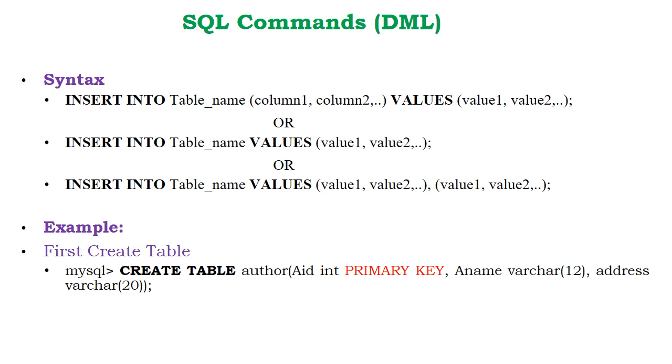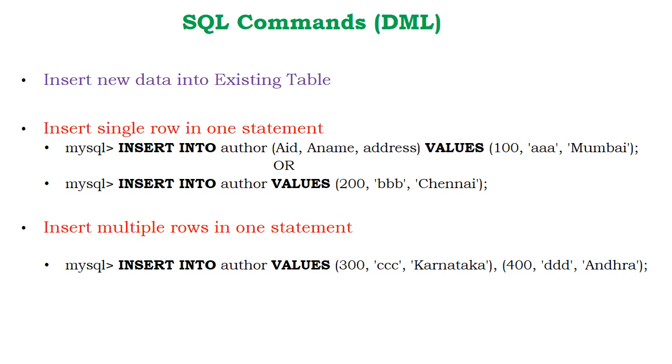For example, first we will create a new table using the DDL statement. For example, the author table. CREATE TABLE author. Here author ID is an integer and it is the primary key, followed by author name, which is a varchar, then address, a varchar. So the table is created successfully. After creating the table, we are going to insert the records into the table. How are we going to insert? A single row we can insert at a time, or multiple rows at a time.